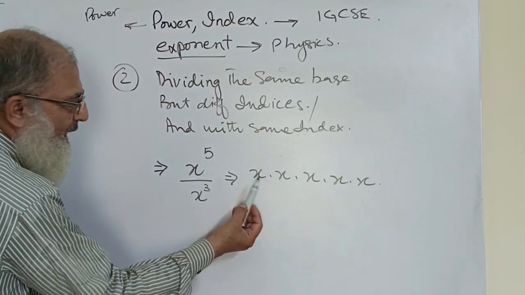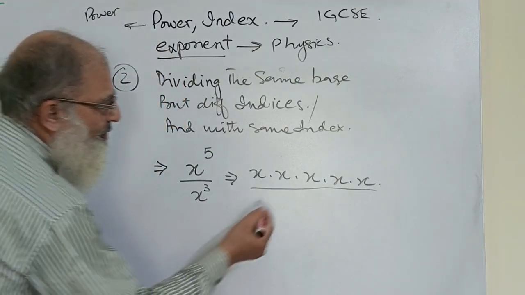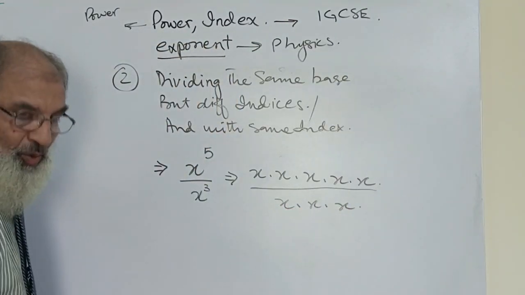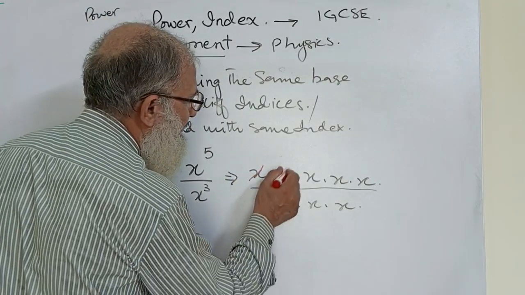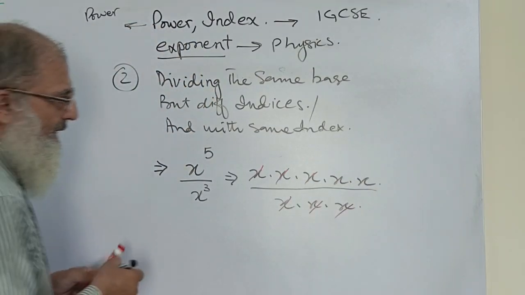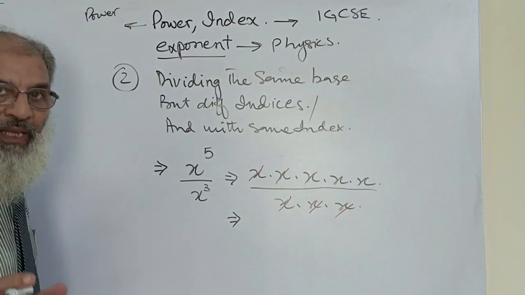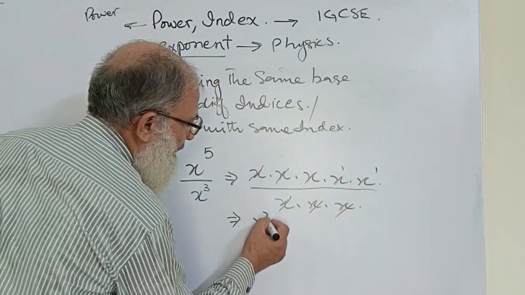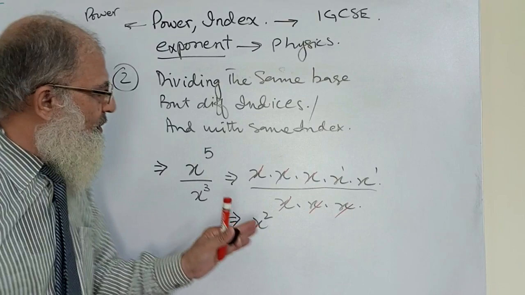You have written x five times, 1 2 3 4 5, and in the denominator x multiplied by x multiplied by x. Now what will happen? You will give it a cancelling effect. Cancel these, and what will remain? You see the leftover are only two of the same base with power 1 each, so it becomes x squared, according to the first law of multiplication of indices.